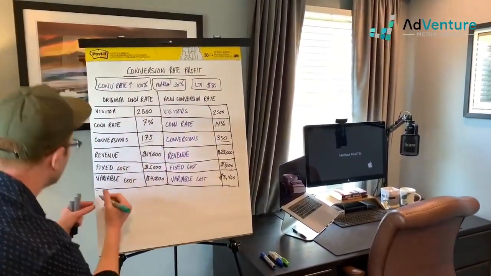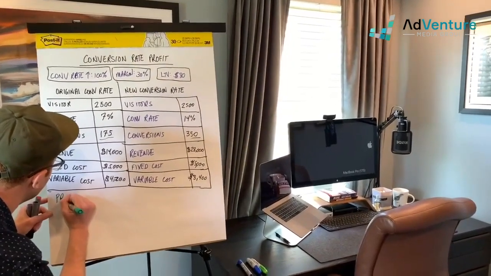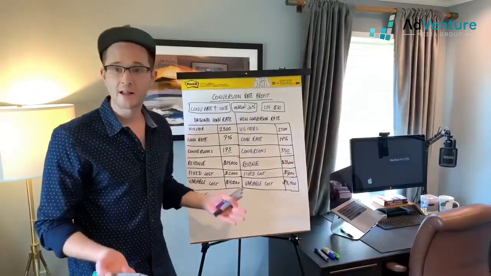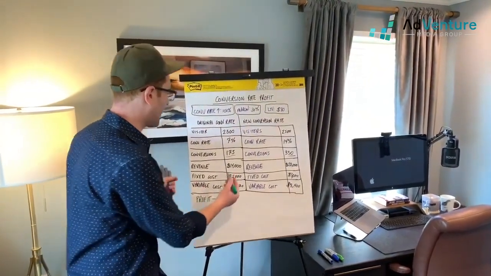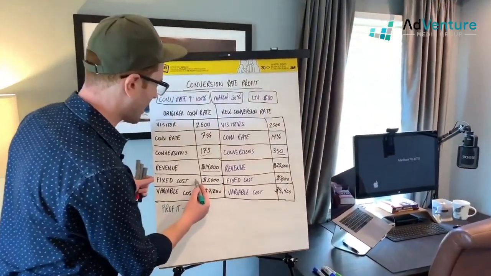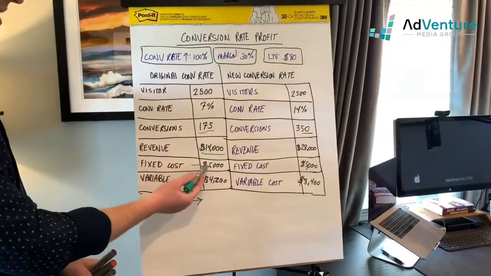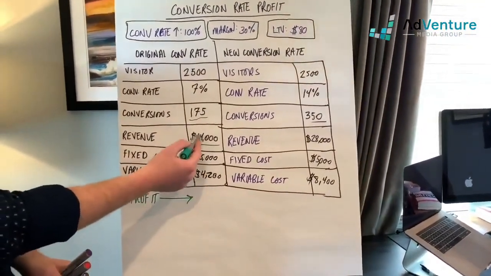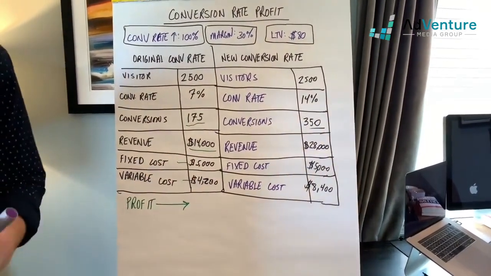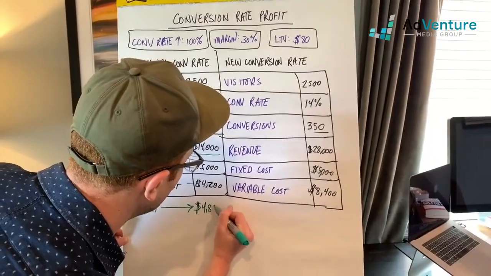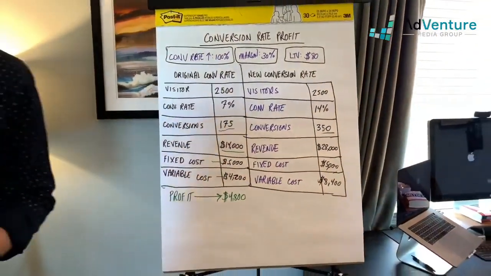Now, down here we're going to put the profit of these two scenarios, okay? Now to calculate profit, obviously we just take our revenue and we subtract our fixed cost and our variable cost, right? So our fixed and variable cost together over here is $9,200. You subtract $9,200 from $14,000, right? And what do you get? Do the math. $4,800, okay? That is our profit in this scenario.